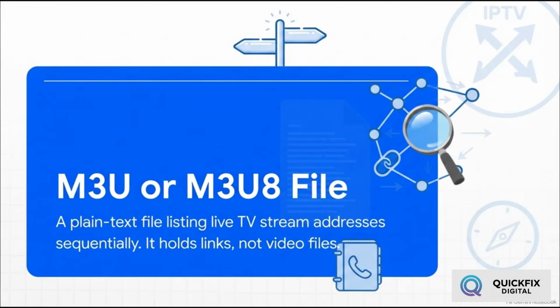To actually deploy this expert method, you've got to understand the foundational tech we're working with here. An M3U or M3U8 file, it's really just a plain text document. Think of it kind of like a phone book. It doesn't actually contain any video files whatsoever. It just holds a sequential list of links that act as signposts, pointing your player directly to a broadcaster's live stream. This is exactly why the same playlist works across almost any app out there.